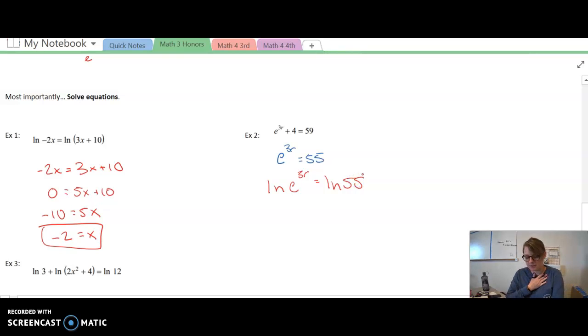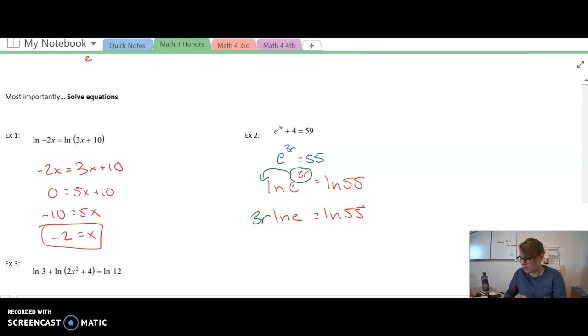I'm sorry, I misspoke. I meant to say not convert, but taking the natural log of both sides. So I took the natural log of both sides, and so now I'm going to use my rules to figure out what all this is. So if I have the natural log of e with an exponent, that means we can move our exponent to the front. So now I have 3r times the natural log of e equals natural log of 55.